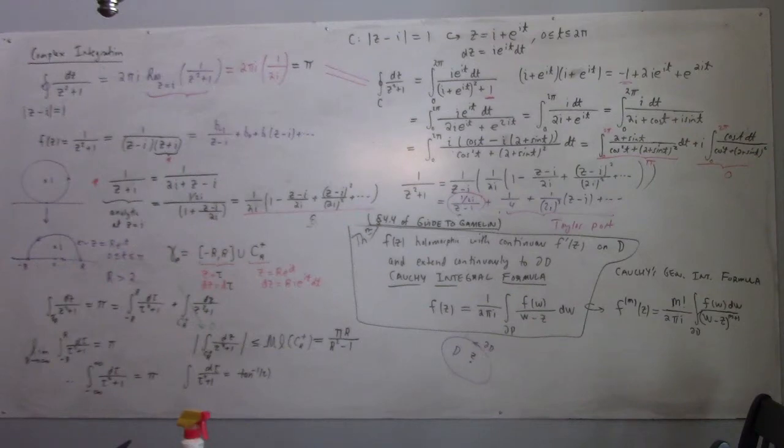Notice, you might worry that the w minus z is singular, so that the integral wouldn't exist. But the thing is, w is taken from the boundary of D, and z is in the interior. They're not equal, and this is complex, so w minus z is non-zero, which means it's something you can divide by, because complex numbers are a field.